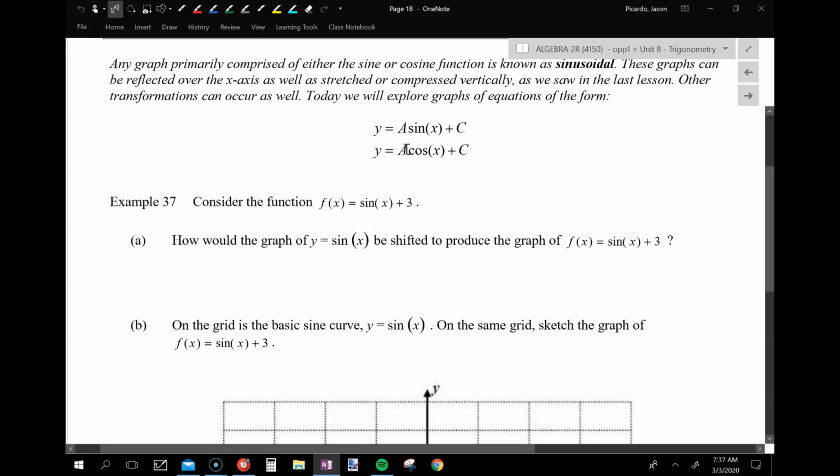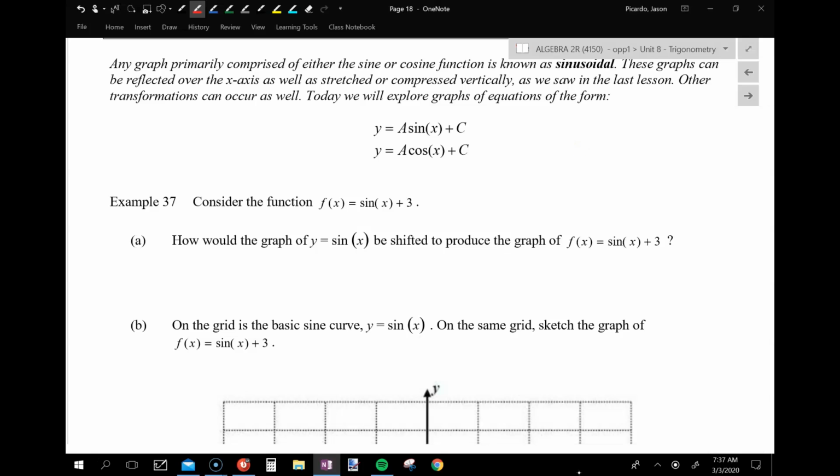All right, guys. All we're going to do today is take these curves that we created last class, right? And we're going to start moving them around, okay? Now, what we did last class is we built the sine curve, right? And how do we build it? Well, we took the unit circle, we wrote down a bunch of points, and then we plotted them, right?